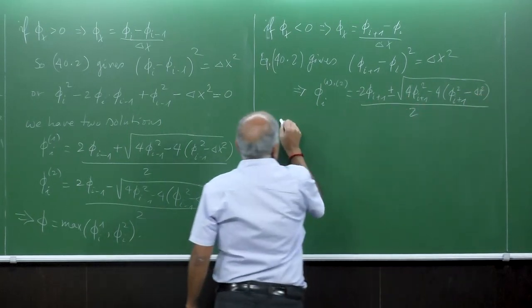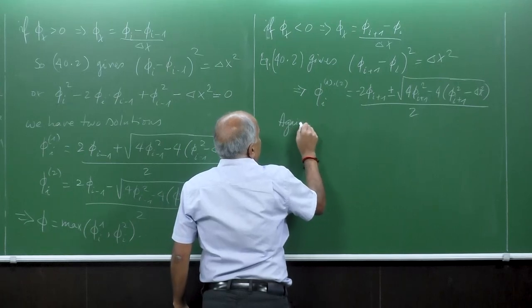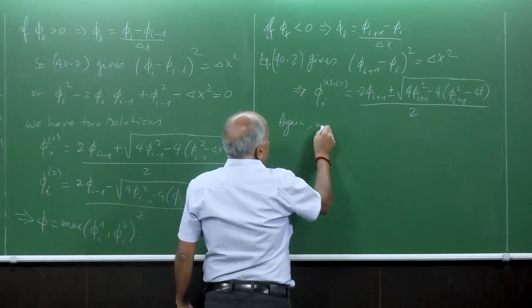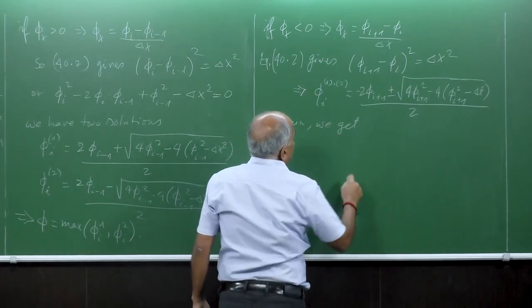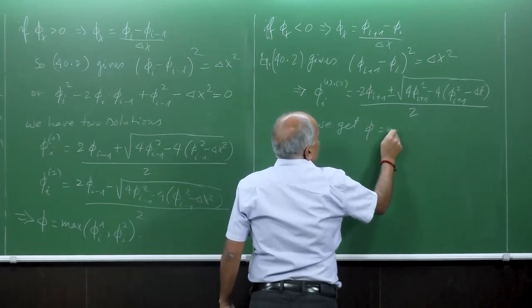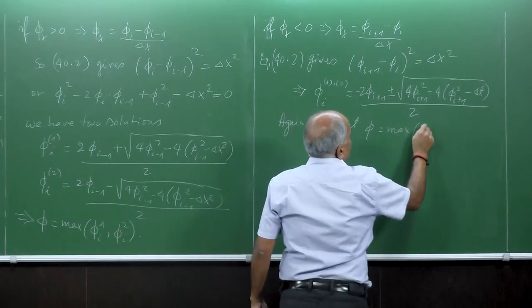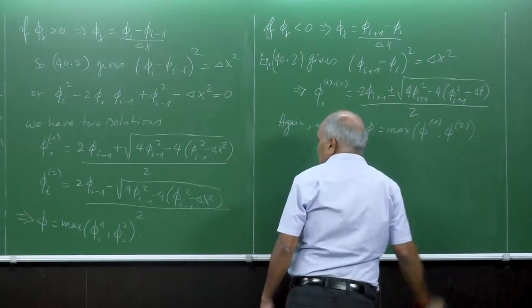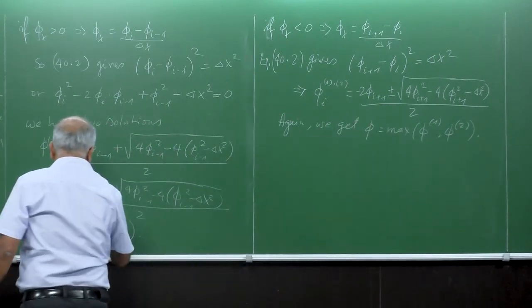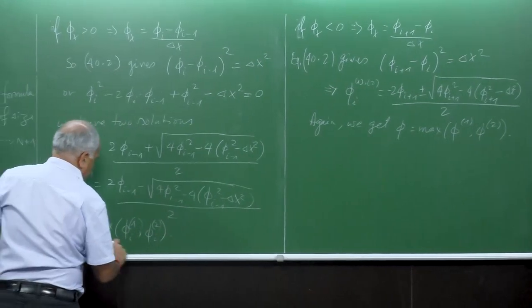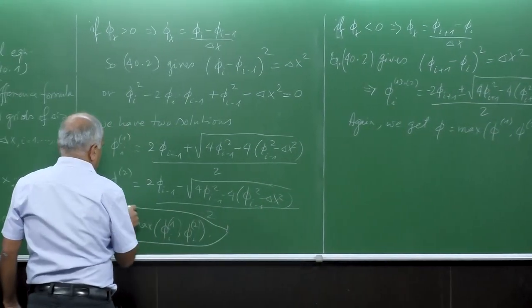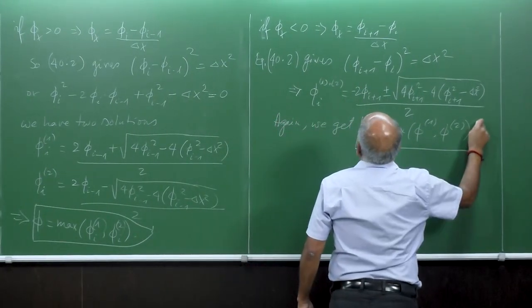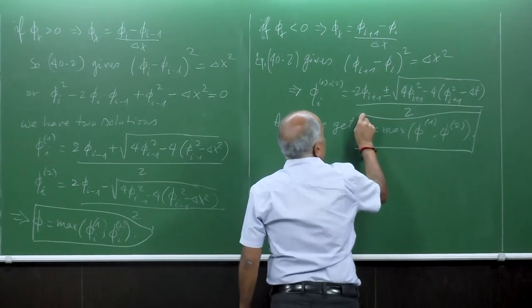So again, in the case of phi_x negative, we get phi is equal to the maximum of phi^(1) and phi^(2). So either we get this solution, or in the other case, if it is negative, we get the other solution.